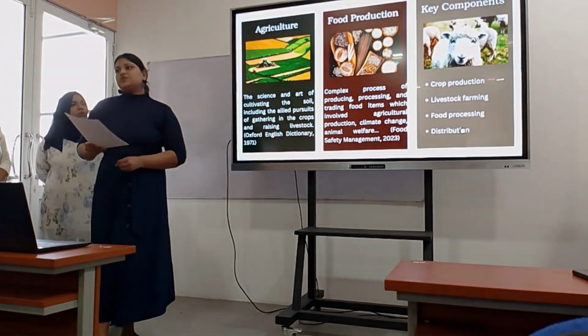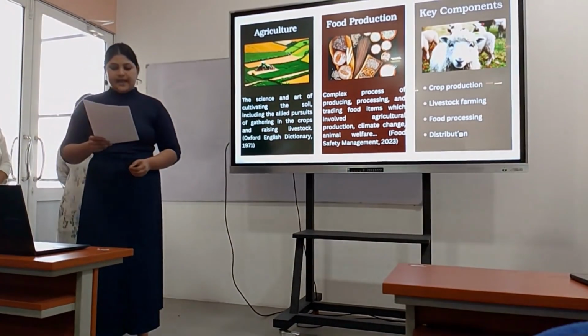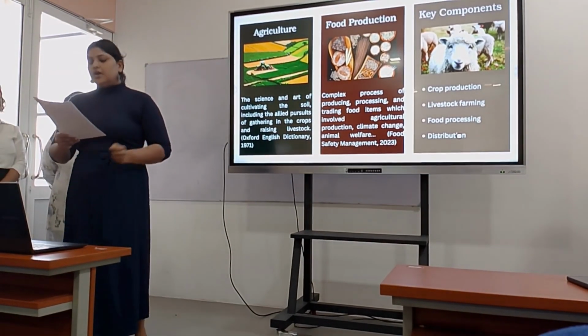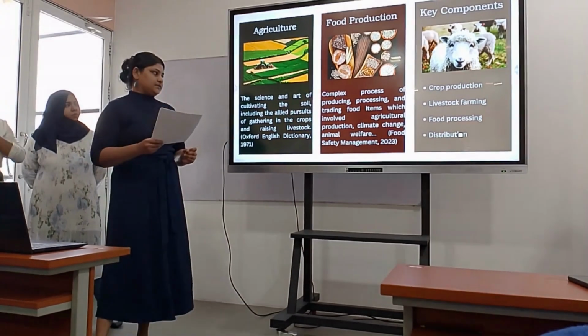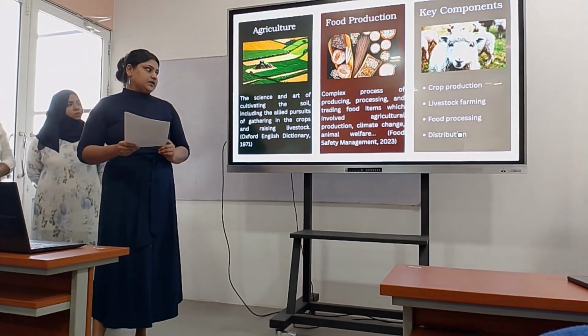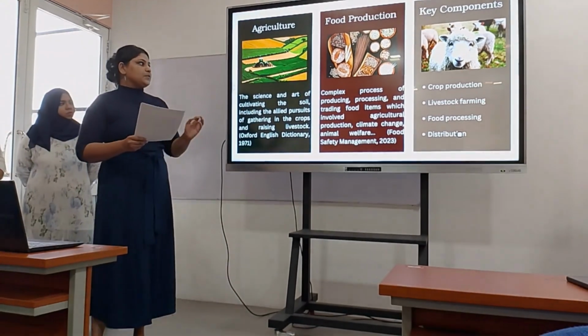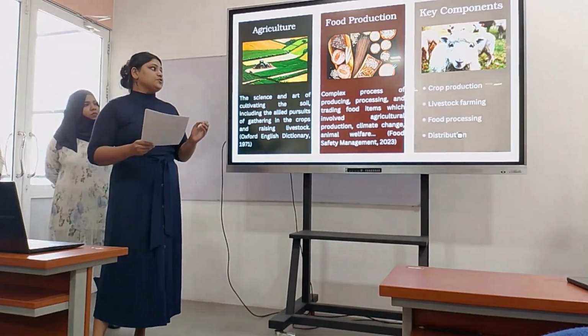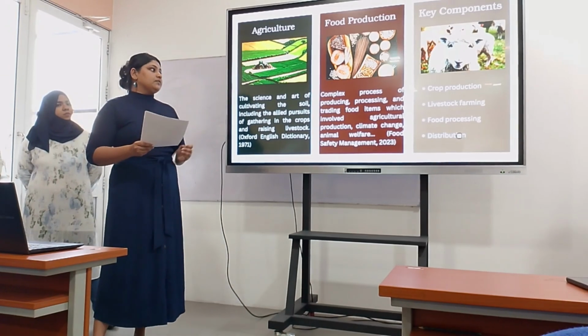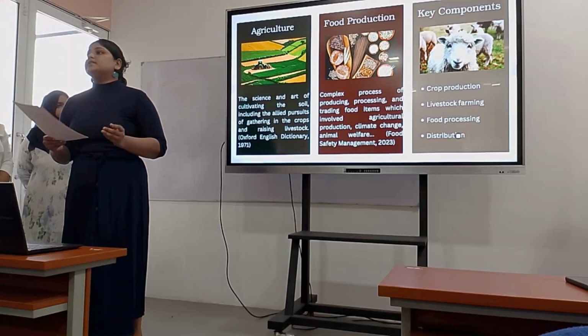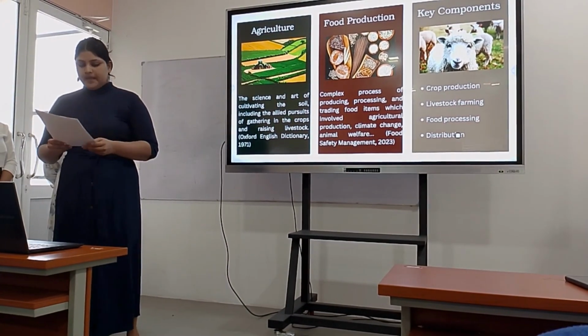According to the Oxford English Dictionary 1971, agriculture is the science and art of cultivating the soil, growing crops and raising livestock. Moving to food production, according to Food Safety Management 2023, the complex process of producing, processing and trading food items, which involves agricultural production, climate change and animal welfare, is known as food production.